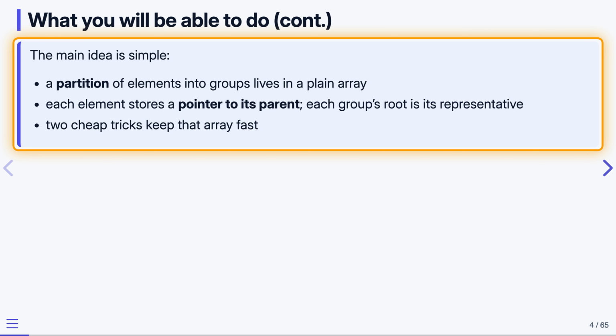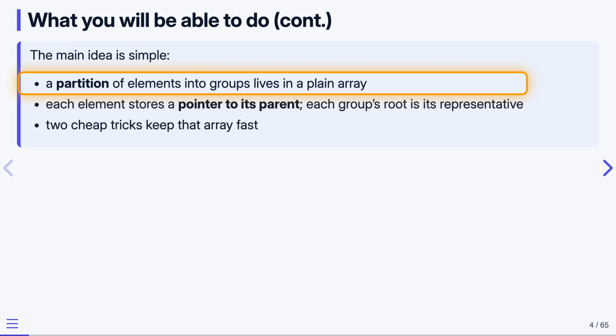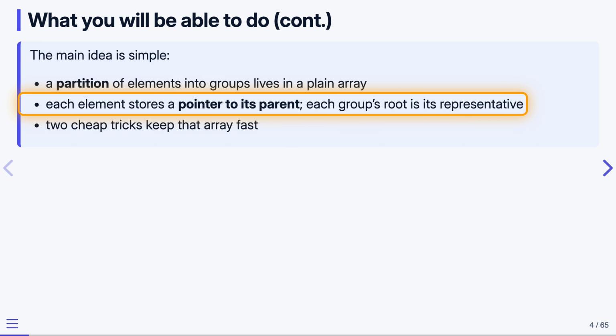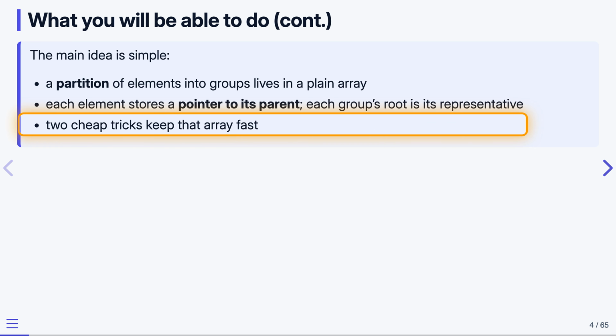The main idea of this chapter is simple, and it fits in 3 lines. A partition of elements into groups lives in a plain array. There is no separate tree in memory. Each element stores a pointer to its parent, and each group's root is that group's representative. And 2 cheap tricks keep that array fast. Those 2 tricks are most of the chapter.